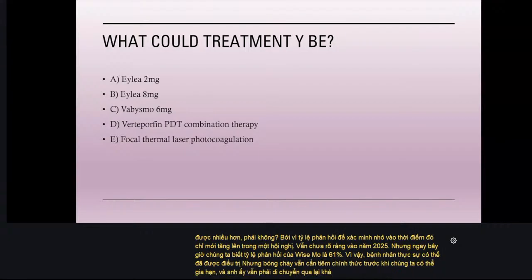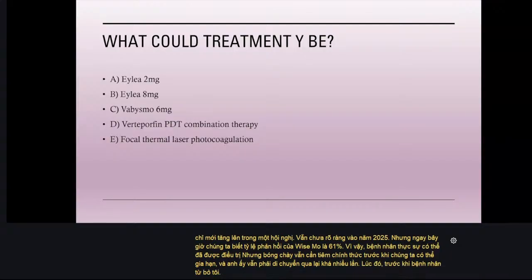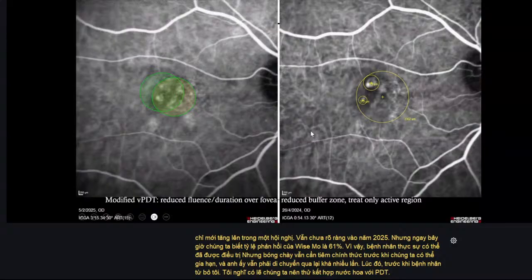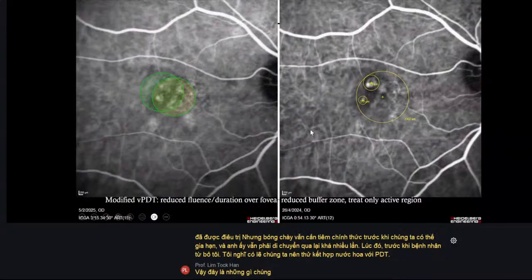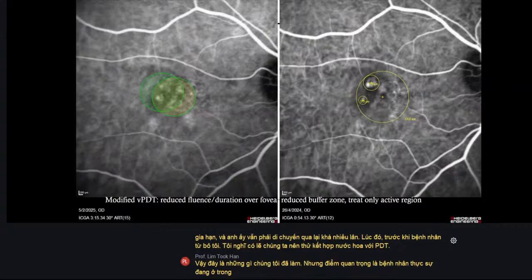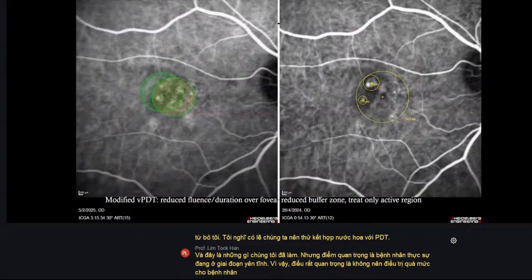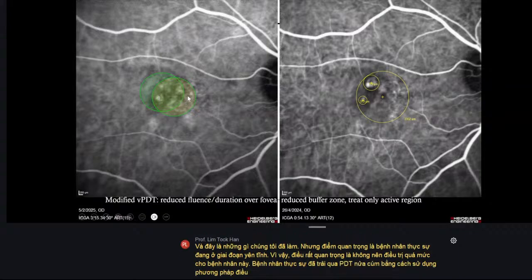So at that time, before the patient gave up on me, I thought maybe we pluck up the courage to do verteporfin PDT combination. So this is what we did. But the important point is that the patient actually is in a quiescent stage, so it's very important not to overtreat this patient. The patient actually had half-fluence PDT using overlapping treatment spots to avoid irradiating the fovea.